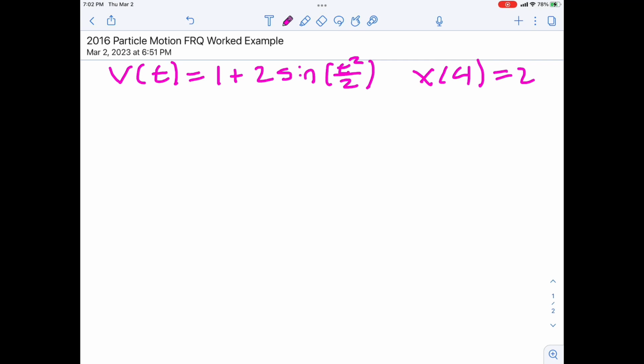So I went ahead and just wrote the equations that we were given and that we'll be using in this problem here. So let's go to part A. Part A says, at time t equals 4, is the particle speeding up or slowing down? So we should start by writing that the particle is speeding up when velocity and acceleration have the same sign.